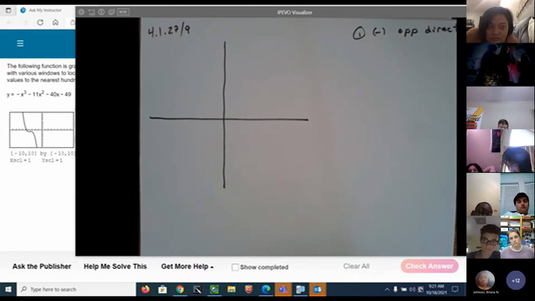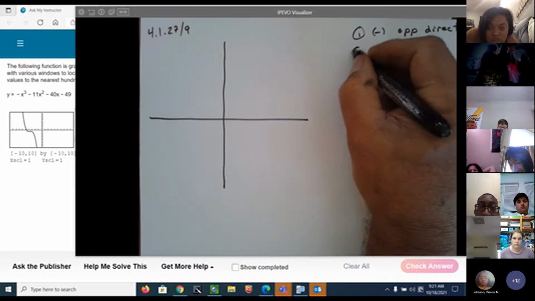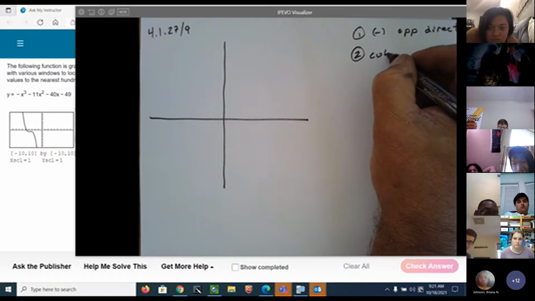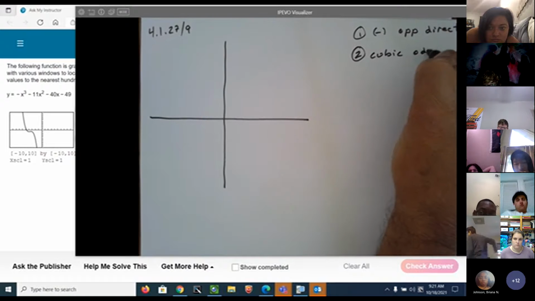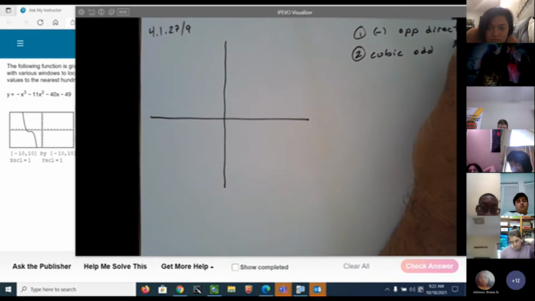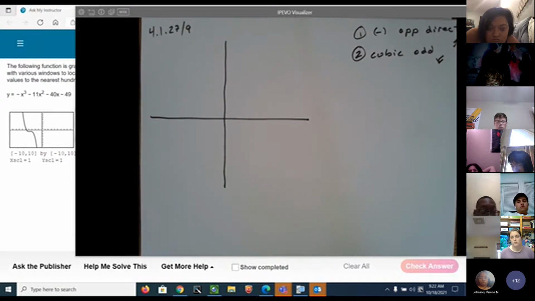Somebody tell me something else. The cubic function. Okay, speak up, articulate. It's a cubic function. It's an odd function, exactly. Cubic, meaning odd, meaning different directions. Okay, one more thing.